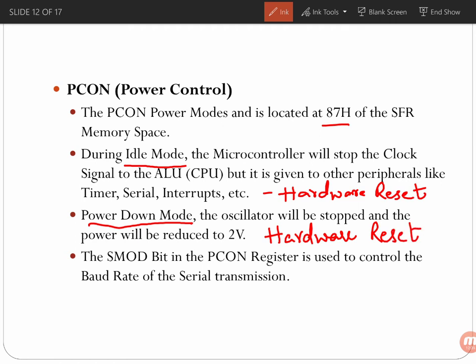Apart from these two, the PCON register can also be used for other purposes like the SMOD bit. The SMOD bit in the PCON register is used to control the baud rate of the serial data transmission.